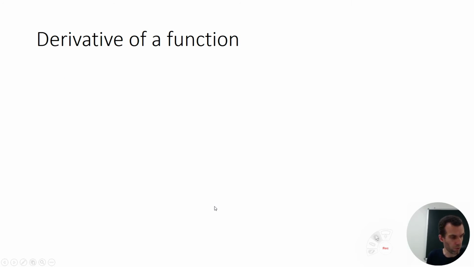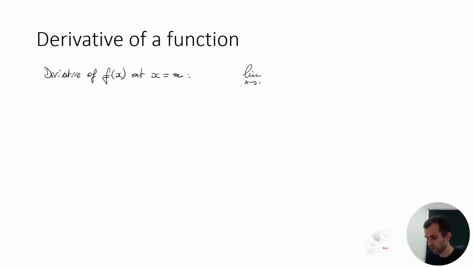So the derivative of a function is given by that limit that I already mentioned. So the derivative of a function f of x at x equal to a is given by the limit of x going to a of f of x minus f of a divided by x minus a. And now, since it's an important thing, it has its own notation. We denote the derivative by f prime of a. So this here is referred to as f prime.